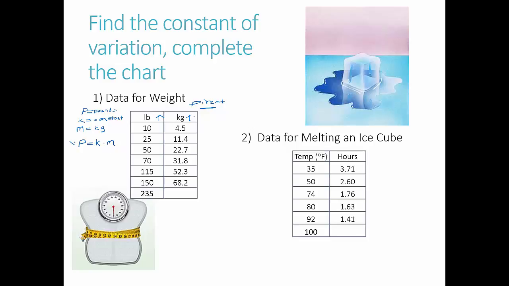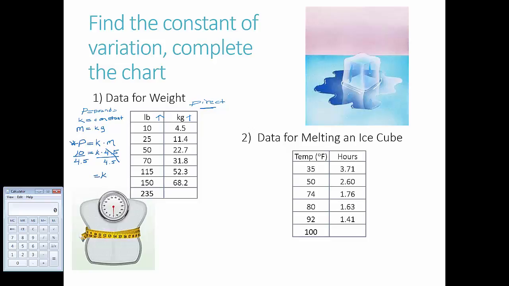Now I have my formula. I'm going to use this for the rest of the problem. I'm going to take a value for pounds. I'll use the first value of 10, and I know that that is related to 4.5 as the metric weight in kilograms. I can solve this equation to get K by itself by dividing by 4.5 on both sides. These will cancel. Divide by 4.5 here. And so K equals, grab my calculator, and so we are doing 10 divided by 4.5. 2.2 repeating.